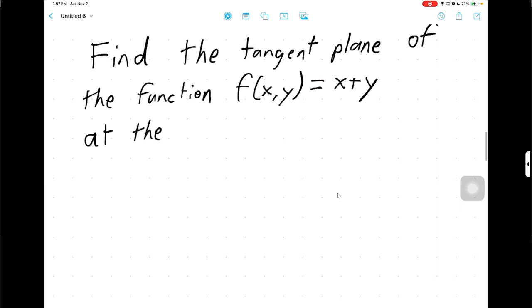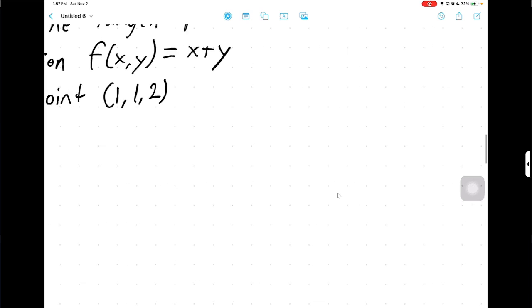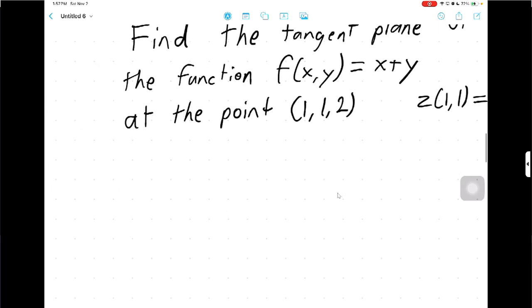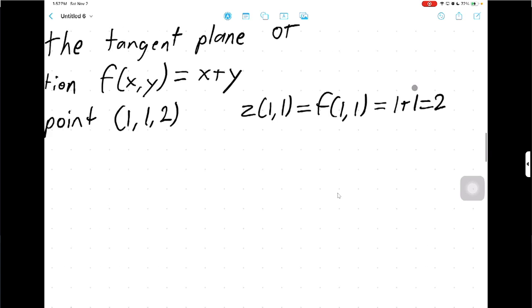At the point 1, 1, 2, which is specifically chosen because z is equal to f of x, y. Z at the point 1, 1, which is equal to f at 1, 1, is equal to 1 plus 1, which is 2. So this is the correct f of x, y here.